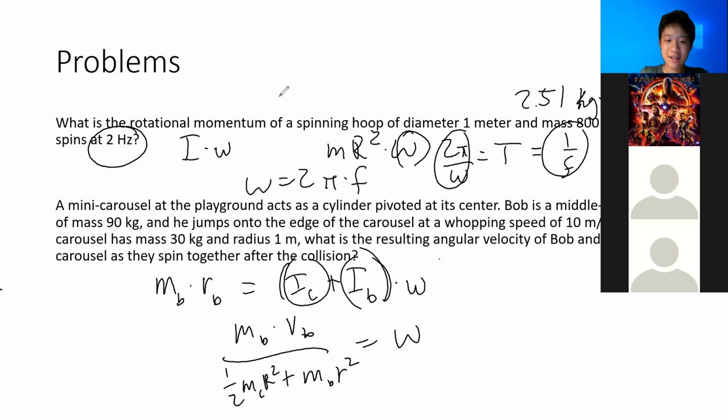So do you guys understand how you would do these problems? All right, so someone's asked, is there a difference between the words angular and rotational? There is not, okay? These are just two different words that we use interchangeably, and there's really no difference between them, okay? So just in case you were wondering.